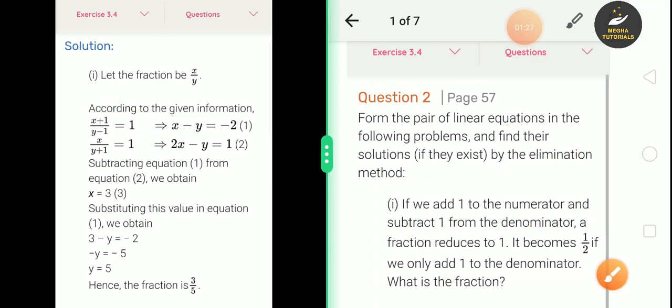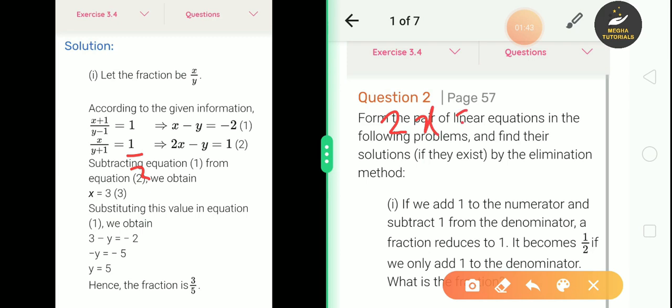Now from the second condition, it becomes half if we only add 1 to the denominator. So x upon y plus 1 is equal to 1 upon 2. Further, if you solve this, you will get 2x is equal to y plus 1. Then transpose y to the left hand side, so you will get 2x minus y is equal to 1.